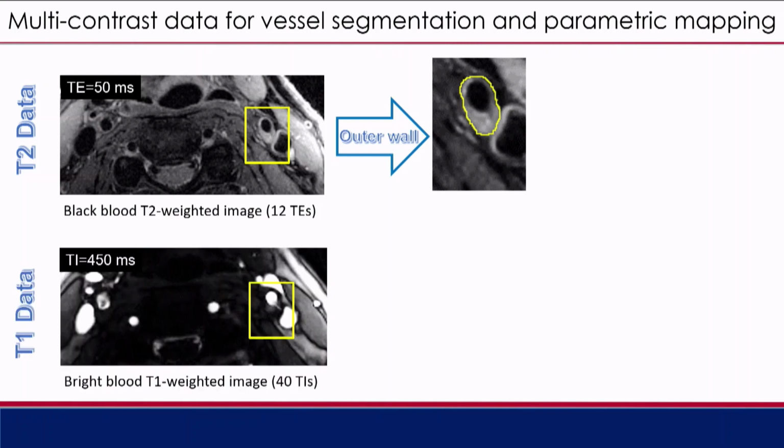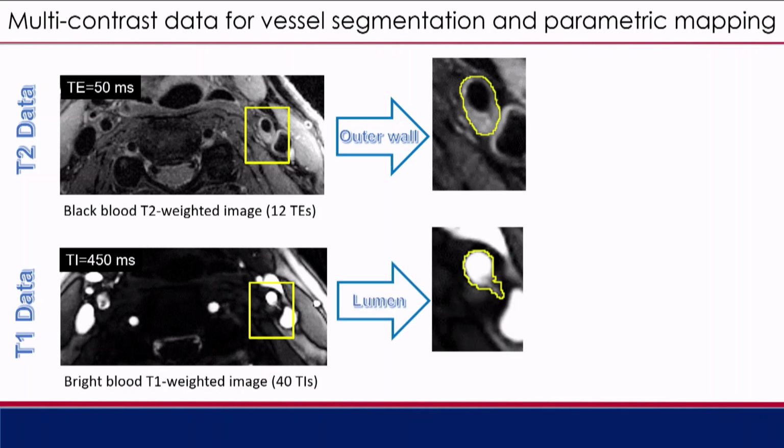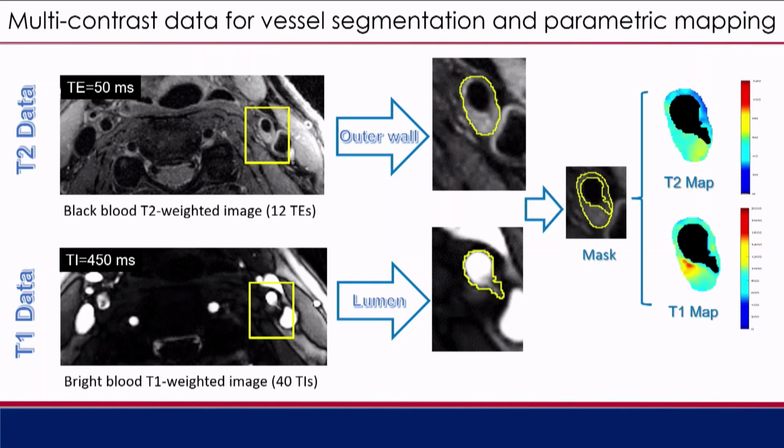For the lumen, actually, it's much better to use one of the TI data sets, the one at TI of 450. Remember, we collect 40, so it's easy to get one that we like. And it helps really delineate the lumen very well, and then you combine both, and you get a nice mask that you could readily apply to the T2 and T1 map. And so that actually points to the ability to eventually automate these things for the end user that really doesn't have much experience of delineating things manually or even want to do it.